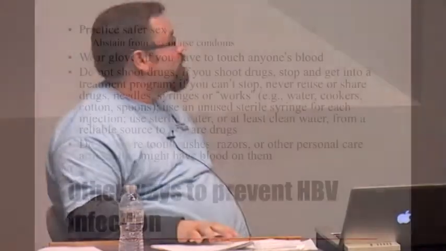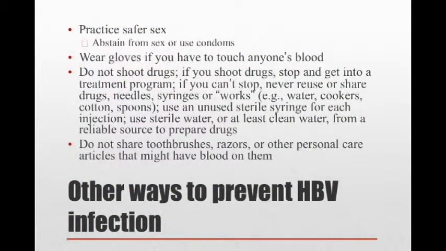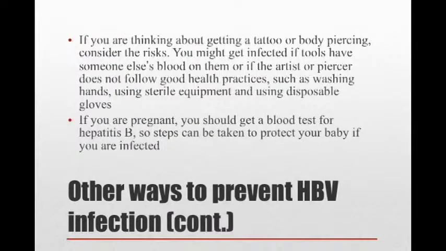Ways to prevent HBV infection other than the vaccine: practice safe sex, wear gloves if you have to touch anyone's blood, don't do drugs, especially with unclean instruments, don't share toothbrushes, razors, or other personal care items. Once again, tattoo or body piercing. Or if you are pregnant, you should get a blood test for hepatitis B so that steps can be taken to protect your baby if you are infected. Although I don't really see anybody that's going to be getting pregnant in this room right now.